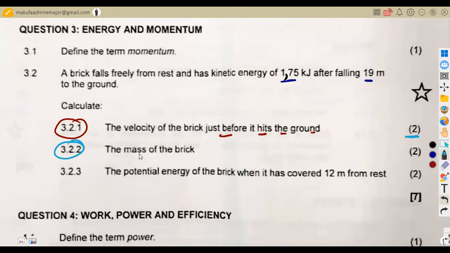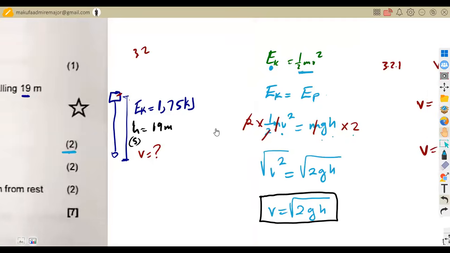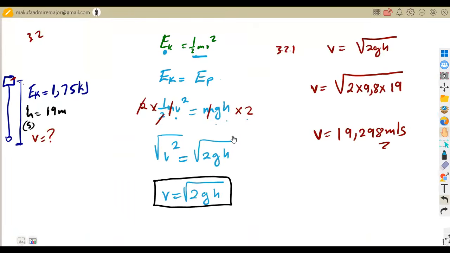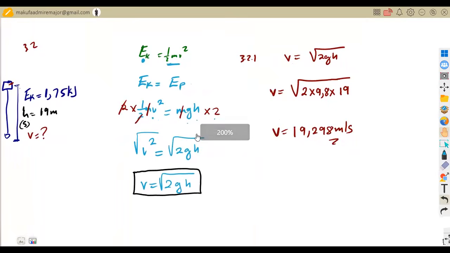So 3.22, you are now asked to calculate the mass of the brick. Now we have the velocity, so we can go back to our formula for the kinetic energy. Remember, the formula for kinetic energy carries the mass. So from our formula that kinetic energy is equal to half mv squared, we can simply substitute our values, or we can make m the subject. Remember, we want to calculate mass.